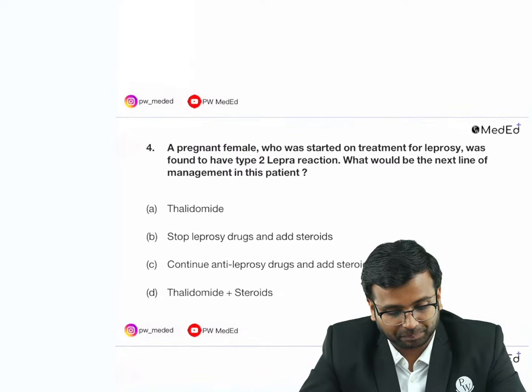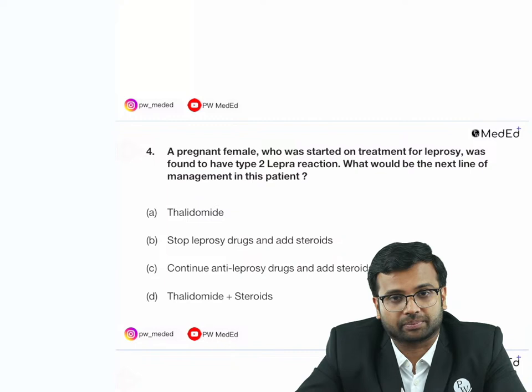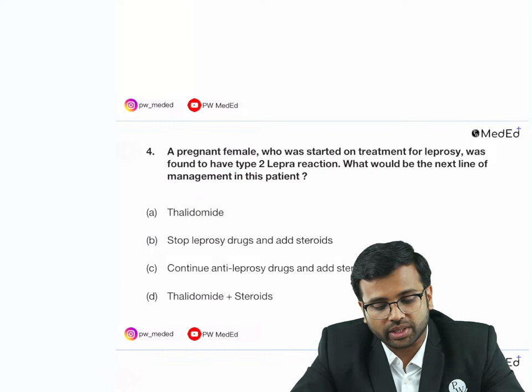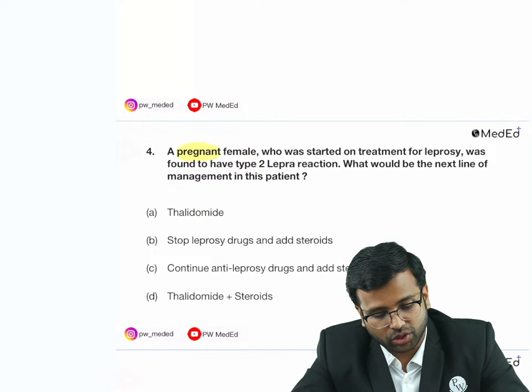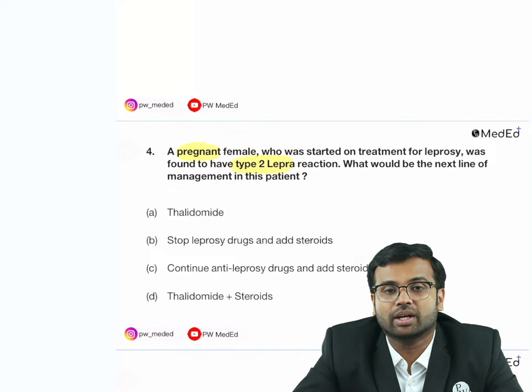A pregnant female who was started on treatment for leprosy was found to have type 2 lepra reaction. Now what would be the next line of management in this patient? The question says that the patient is a pregnant female and is already having a type 2 lepra reaction. So the diagnosis is confirmed here. This is a patient with type 2 lepra reaction, but the caution is the patient is pregnant. Now what is the management?